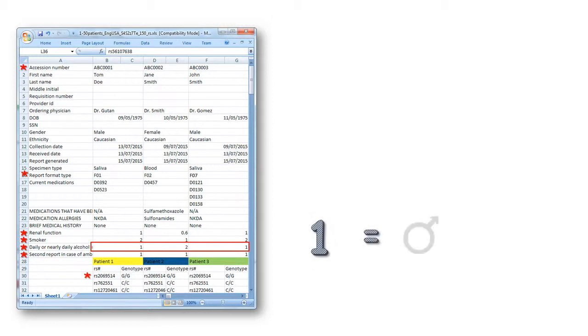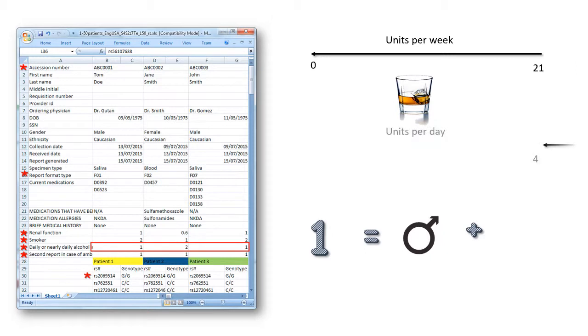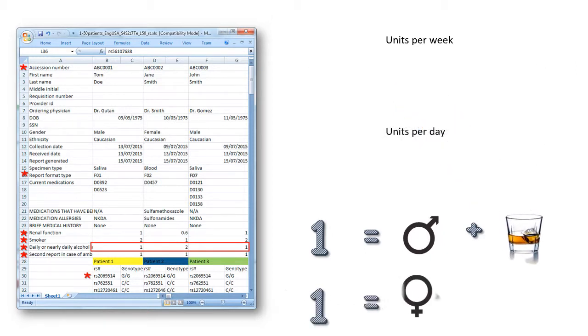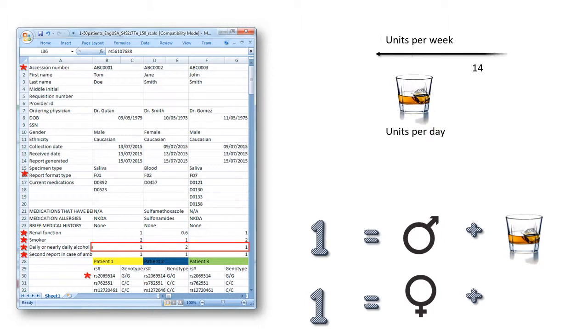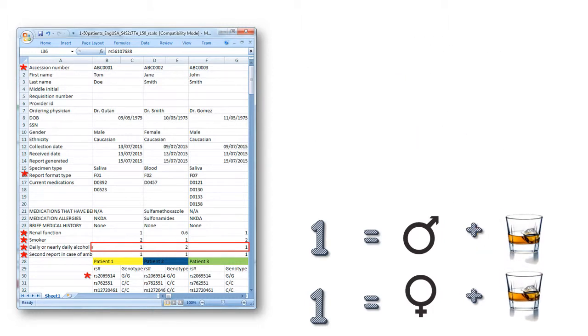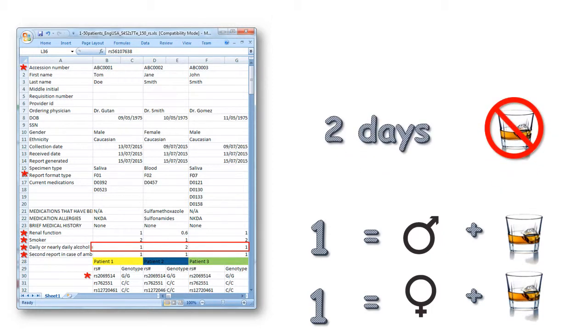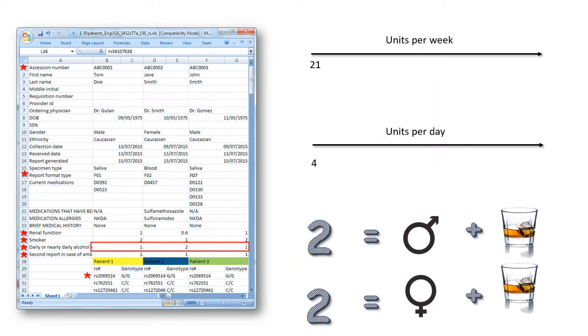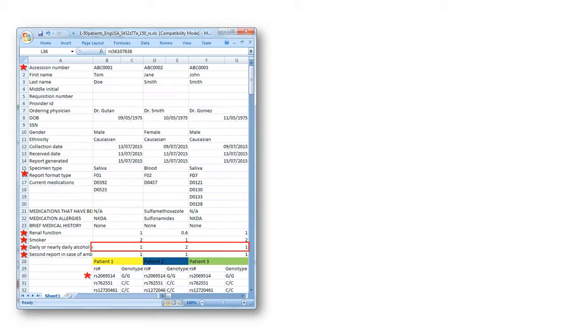Enter 1 if the patient is a male consuming less than 21 alcohol units per week, with no more than 4 units in a given day, or a female consuming less than 14 alcohol units per week, with no more than 3 units in a given day. This category also indicates a patient having at least 2 alcohol-free days per week. Enter a 2 for all cases where consumption is higher than the definitions of designation 1.